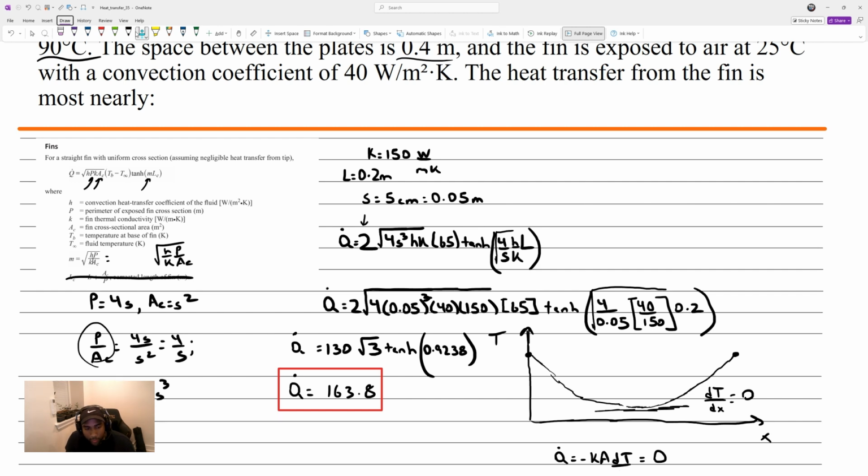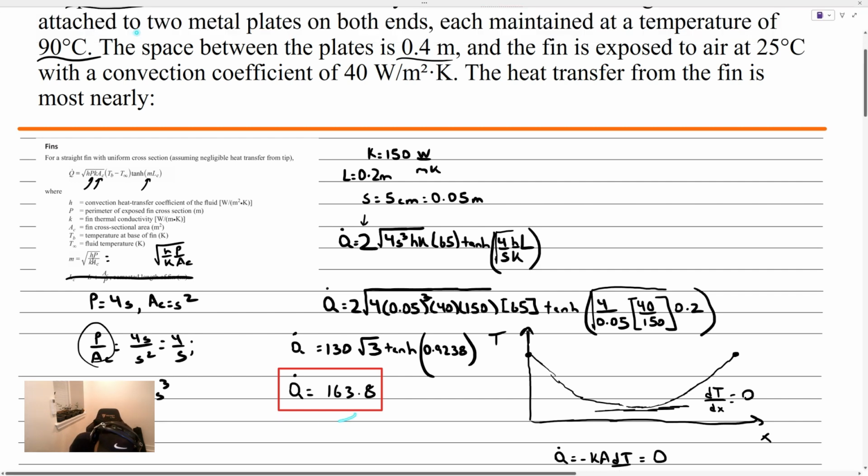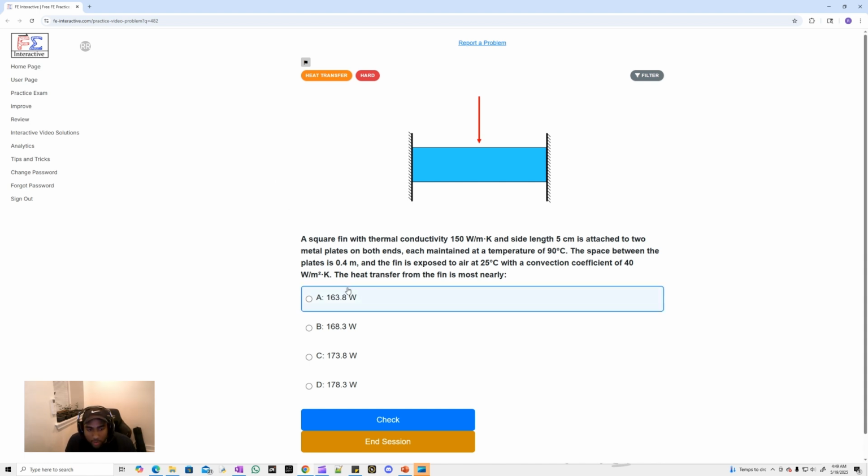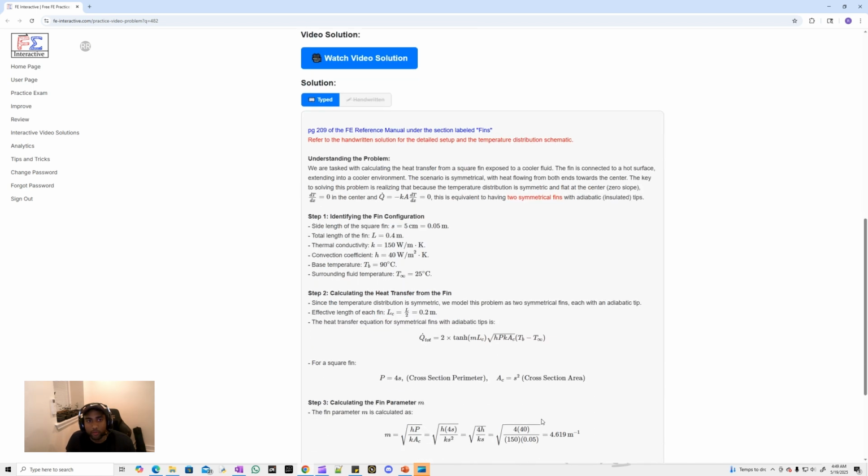Okay, you can see here that we got a final answer of 163.8 after plugging in. Before I was missing a square root here, so make sure that you include that in the calculation. Okay, let's go ahead and check the answer and make sure that we're correct. If we compare to our answer of approximately 163.8, we see we got it correct. And you can view the written explanation.